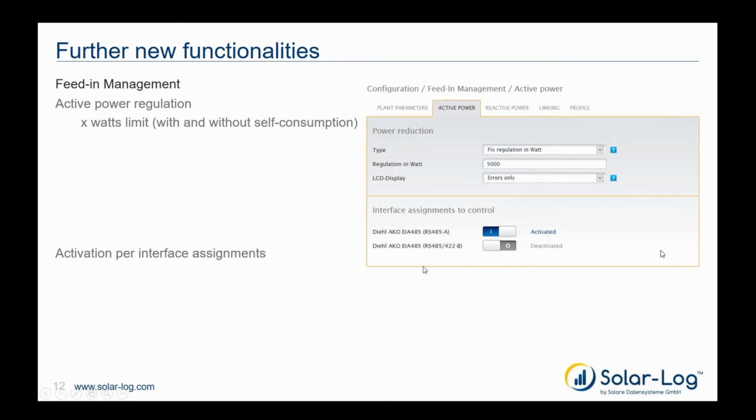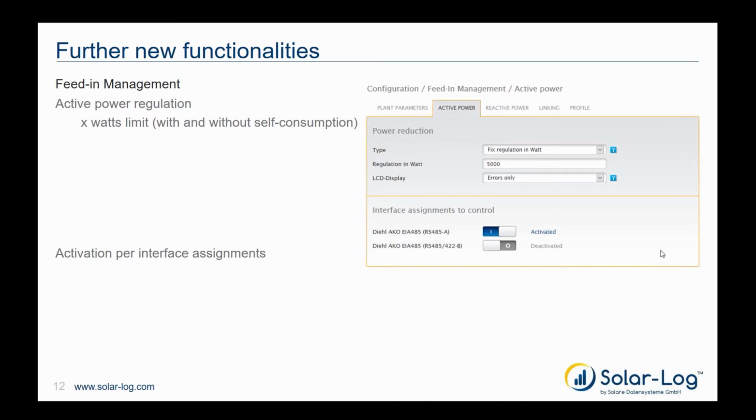To come to the power management, as I told you, there's a new active power regulation functionality. It's called fixed regulation in watt. This is not the same as the fixed regulation in percent. What does this function do? It's used for hybrid plants mostly. The idea came from the UK market.